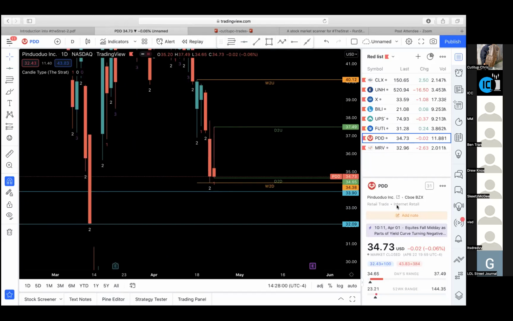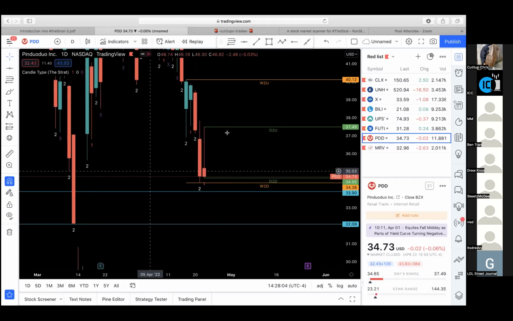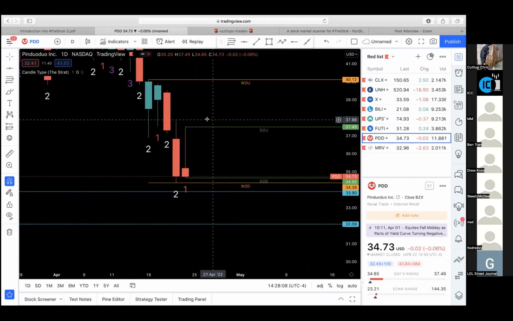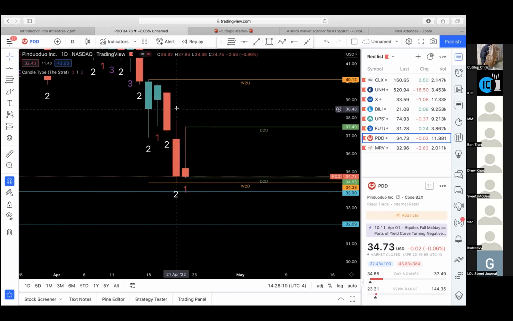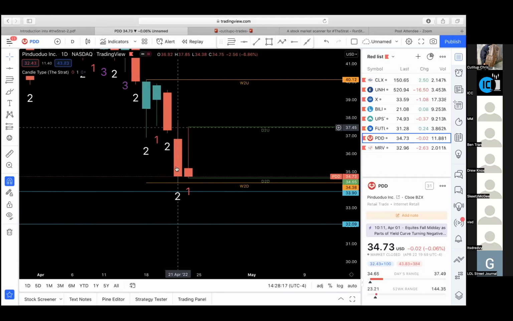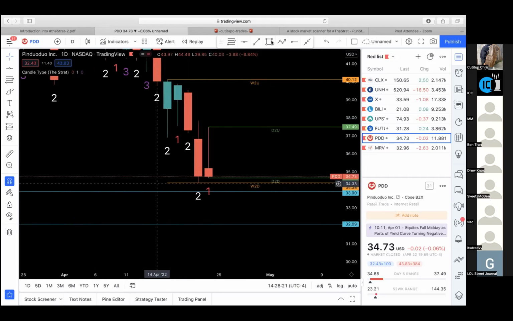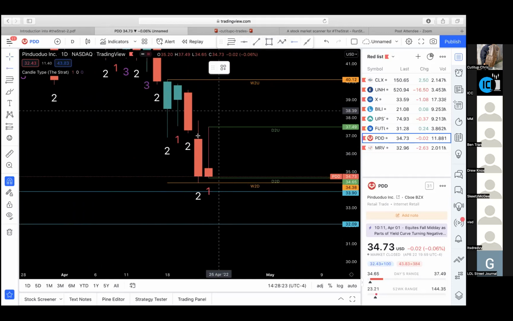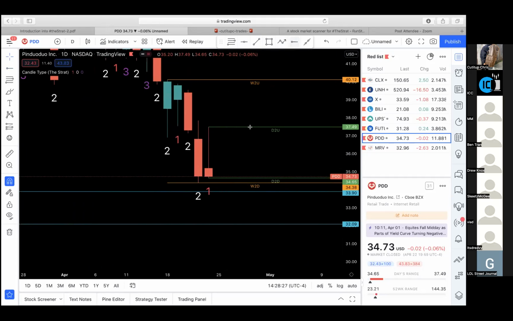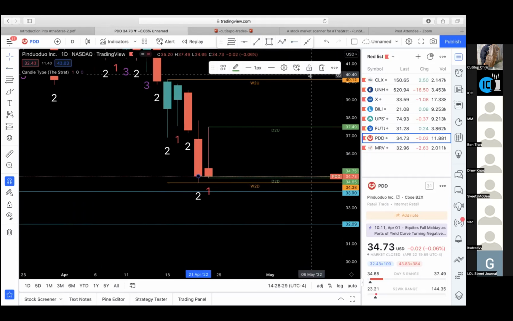Do targets go off wicks or bodies? Technically, it goes off of wicks. You're going for the high or the low, which would be the wicks. That's your target. Me personally, I'll go off of the open and close sometimes, just to have a conservative target. I consider those to be pivots. So right here, that's the open. That'd be a pivot. Same with the close right here, another pivot.